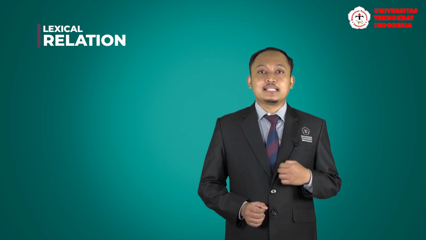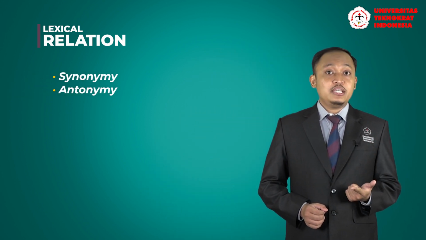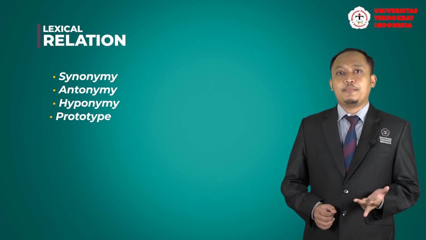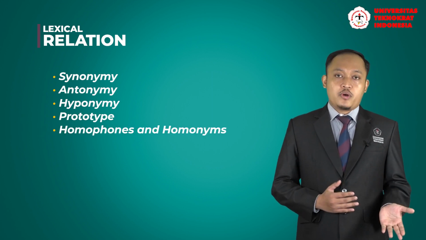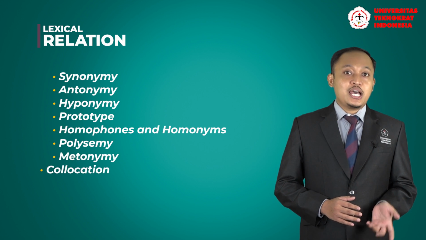For semantics, meaning is related to one another. What does it mean? That one word can have certain associations with other words. So we know this as lexical relations. Lexical relations in English are divided into several patterns, and they also occur in many languages. So we have what we call synonymy, antonymy, hyponymy, prototype, homophone, homonym, homograph, polysemy, and also collocations. Let's discuss these one by one.